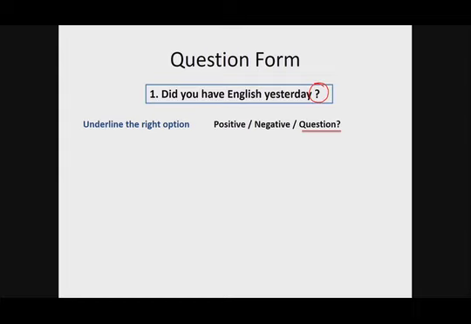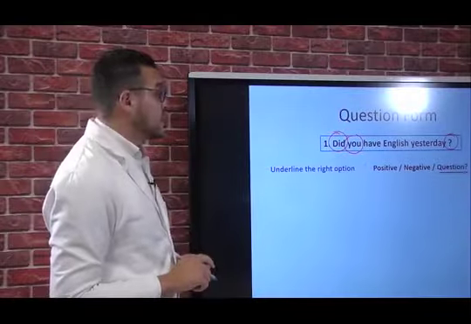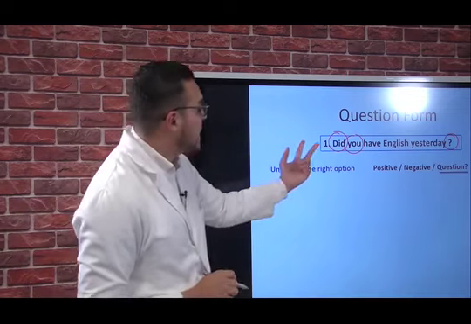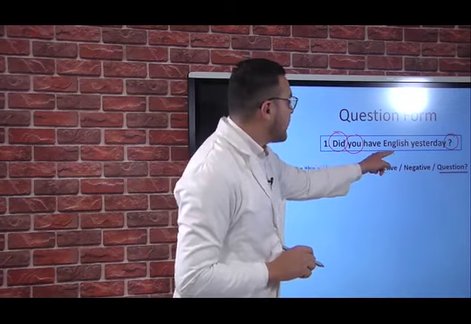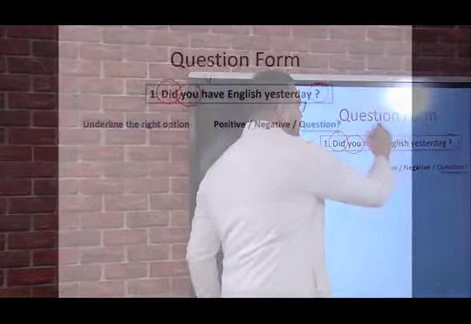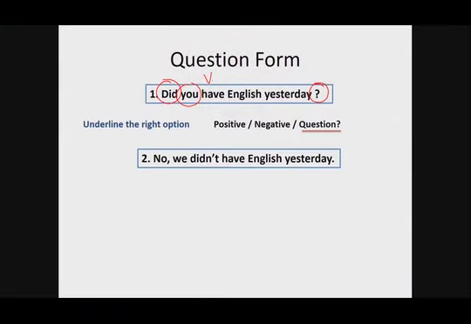What is the subject pronoun? This in here is the subject pronoun, and this one in here is the auxiliary, do, in the past tense. Okay, in the past tense, and we say, did you have plus verb in the infinitive form, and we say, did you have English yesterday?